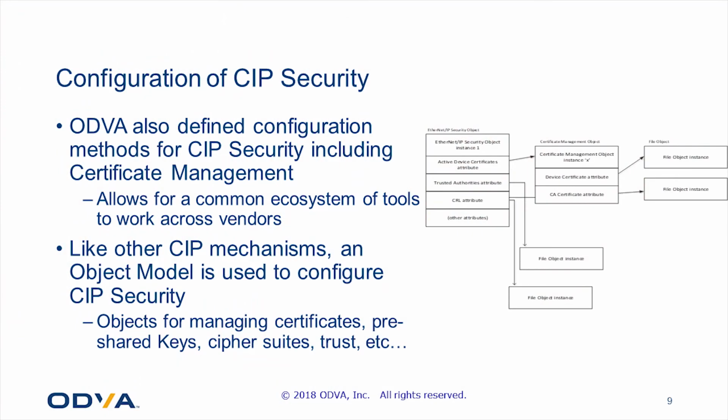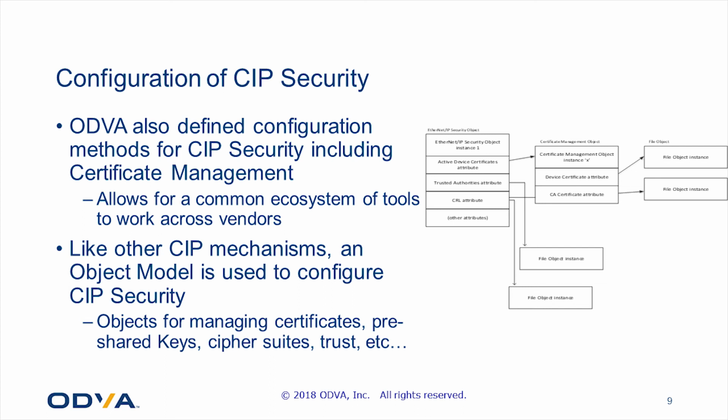Okay, so another thing that we did with CIP Security is we took on the problem of configuring the certificate management and key management in a common way. If you're familiar with CIP, there's a pretty strong object-oriented model where you have several different objects that you can use to configure various applications. That's the same type of model that we use for CIP Security. So we define things like a certificate management object to manage your certificates.